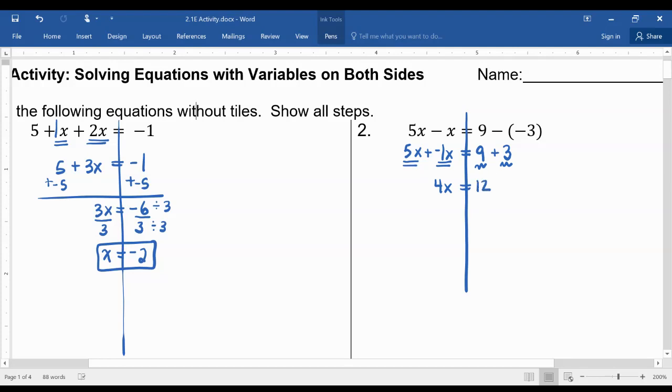And then we can skip to the very bottom of the graphic organizer, and we're on the step of divide by the coefficient of the variable. So we're going to divide by 4 on both sides, and we're going to get x equals 3.